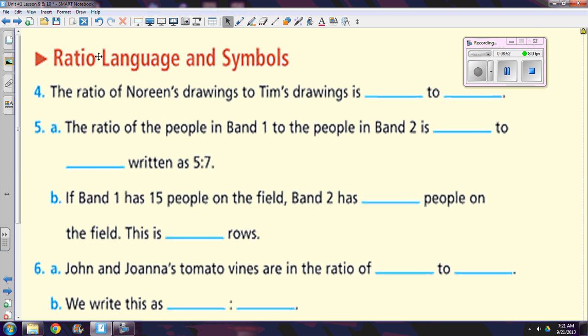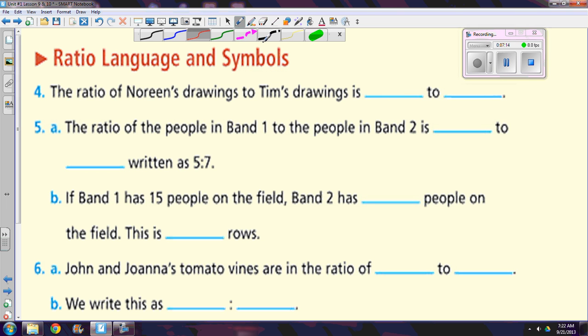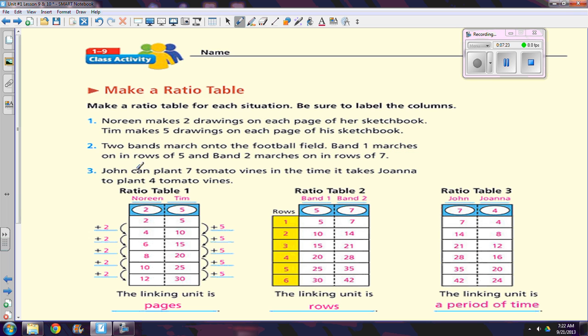All right, so continuing on with number 4, it says the ratio of Noreen's drawings to Tim's drawings is what to what? Looking at problem 1, table 1, Noreen's and Tim's. Noreen was 2 and Tim was 5. So the ratio unit drawing would be 2 to 5. If you go back, you can see 2 to 5.